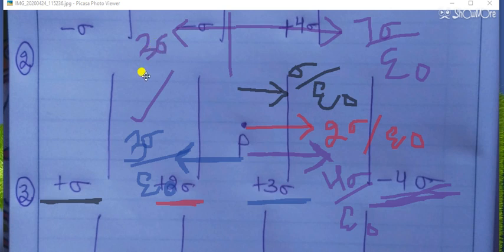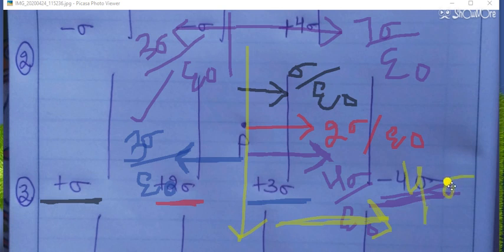Now these vectors are unequal and in opposite directions, so the direction of the greater one will be obtained. Its resultant will be towards the right with magnitude 7 minus 3, so your end result is 4 sigma by epsilon naught. This is your resultant electric field, and its direction is towards the right. I hope this question is clear. You can take the screenshot.